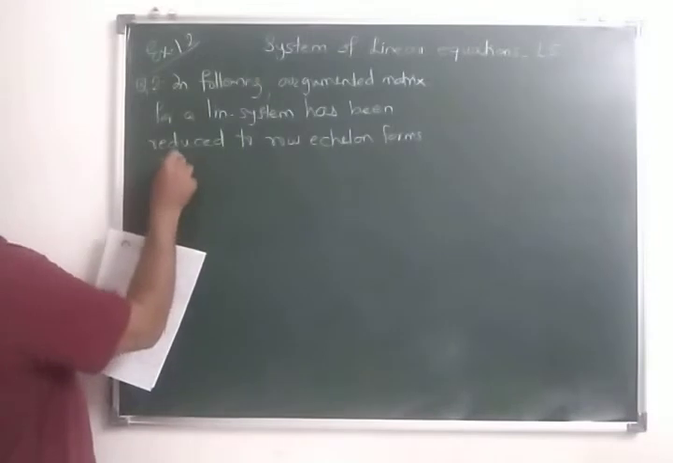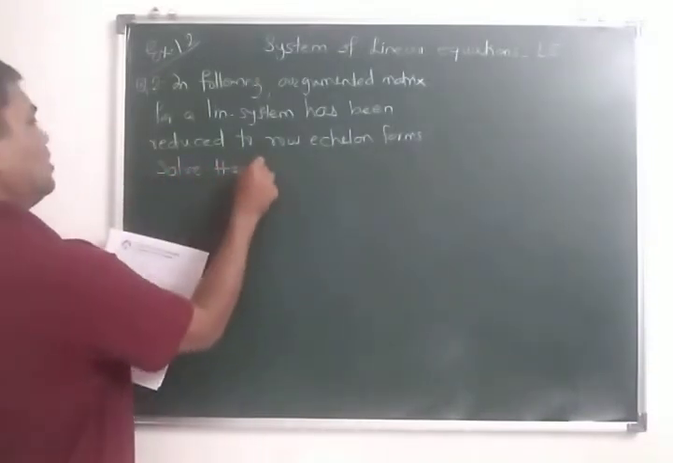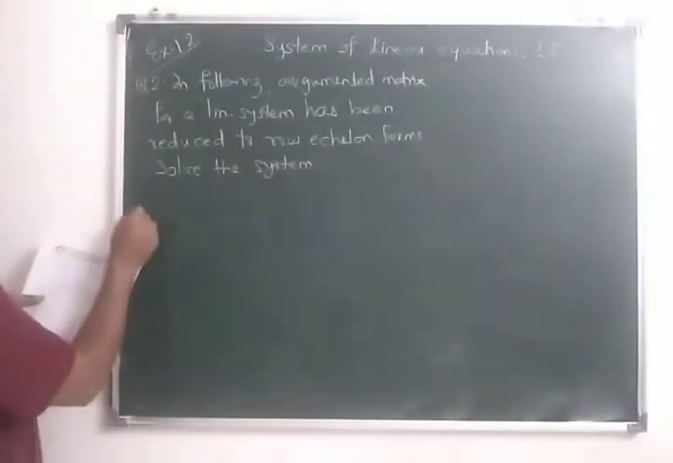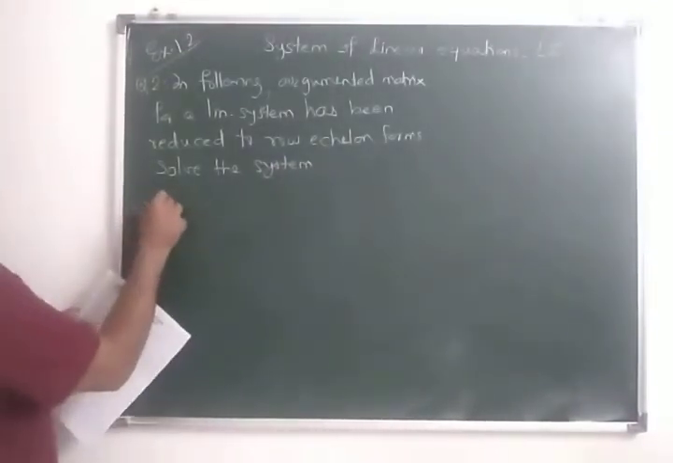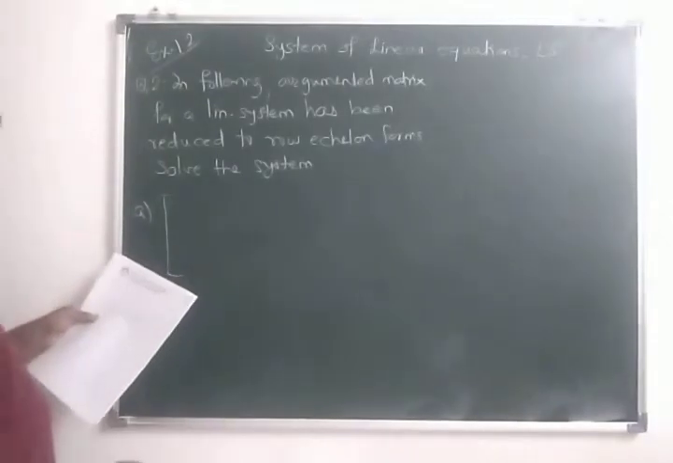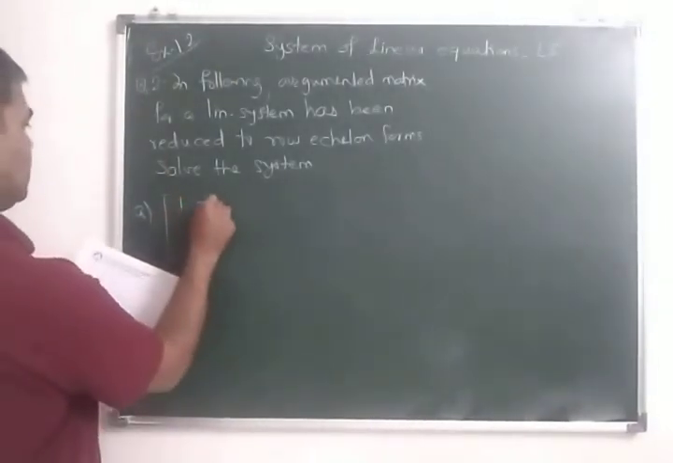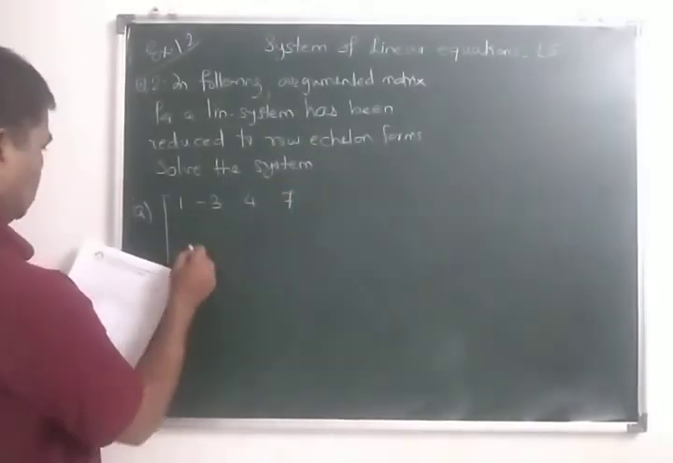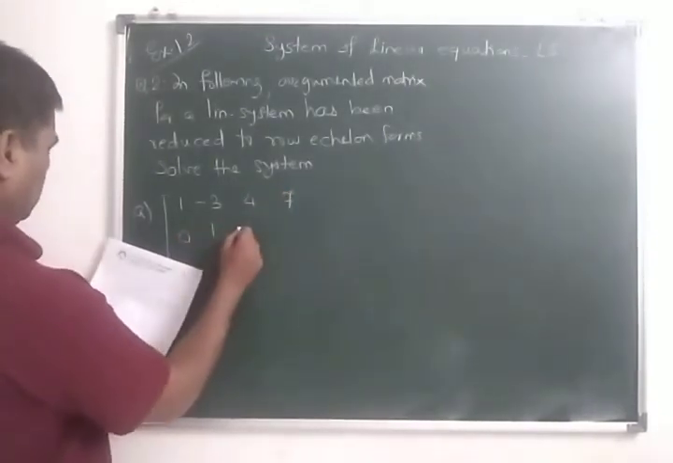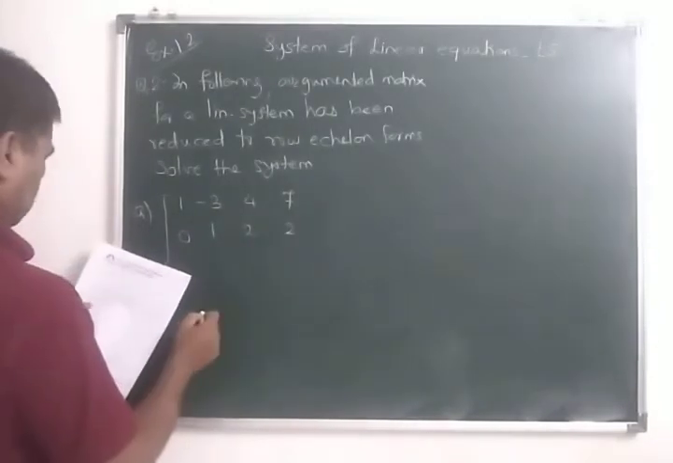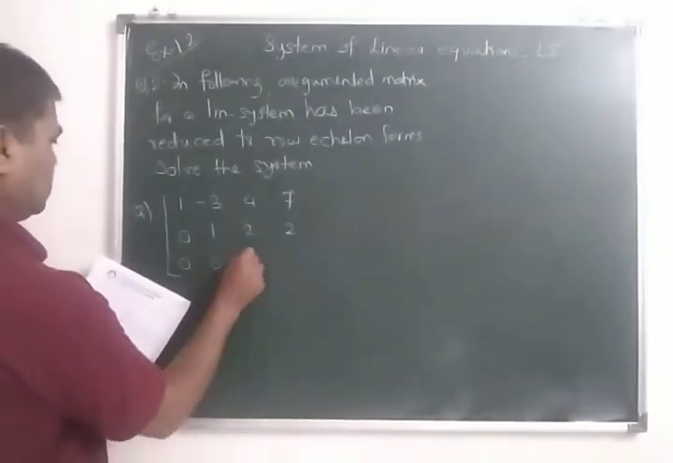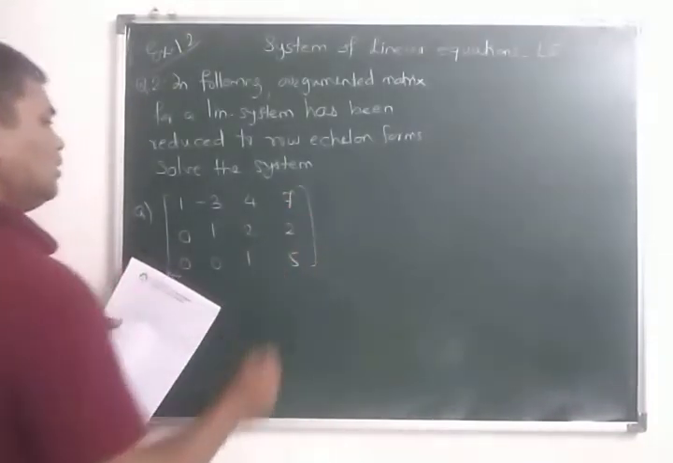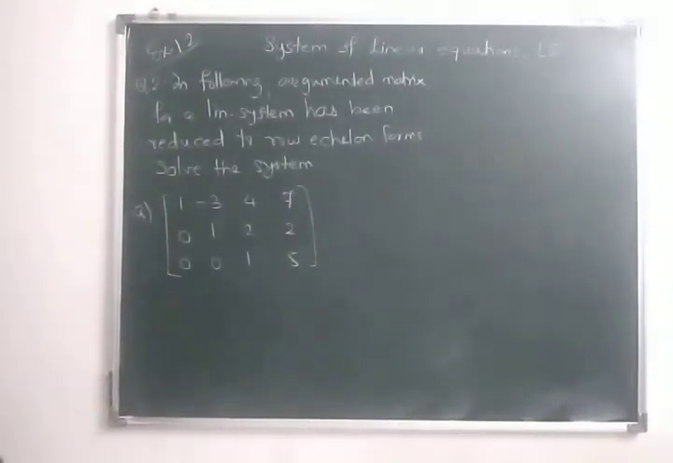Solve the system. So in that first example, the matrix is 1, -3, 4, 7; 0, 1, 2, 2; 0, 0, 1, 5. So this augmented matrix form is given to us.